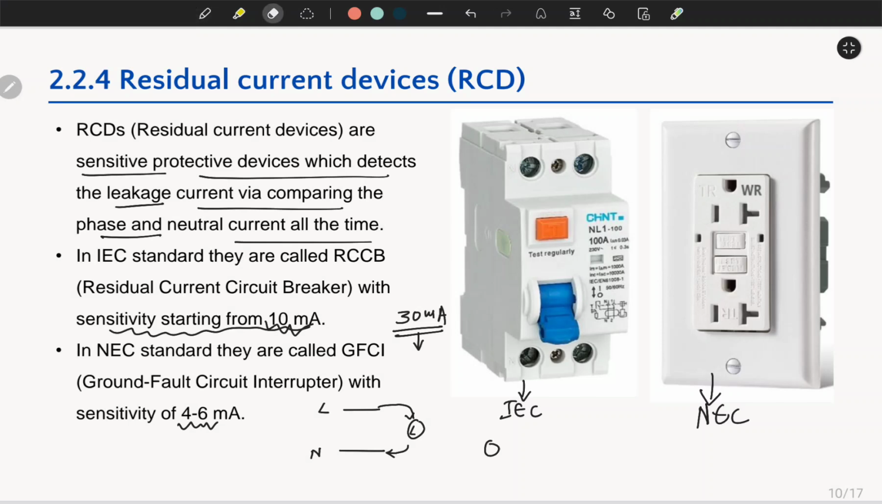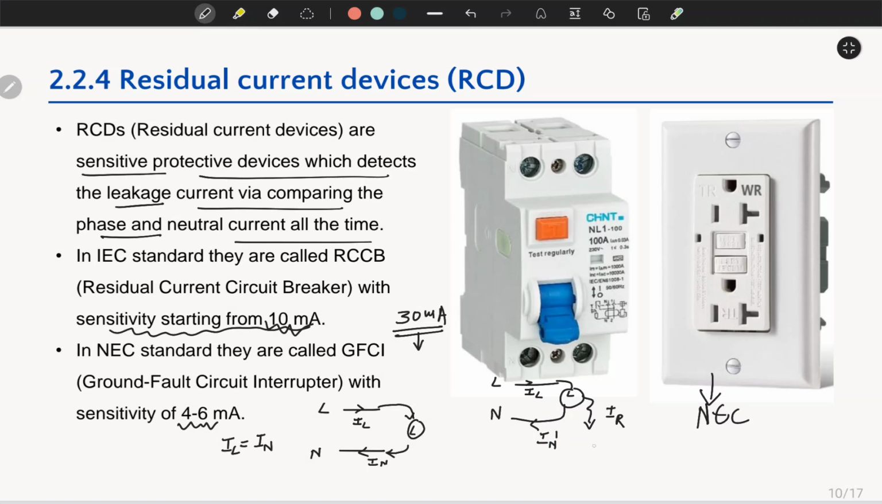Where I can explain it, 1 second. I am taking this space. So what will happen? This load, the general principle says, if this is my IL coming, this IN should come back. So in a healthy case, IL is equal to IN. But if there is any leakage from this equipment or device, if I am assuming it as IR, so if this is my IL, then it will be IN dash.